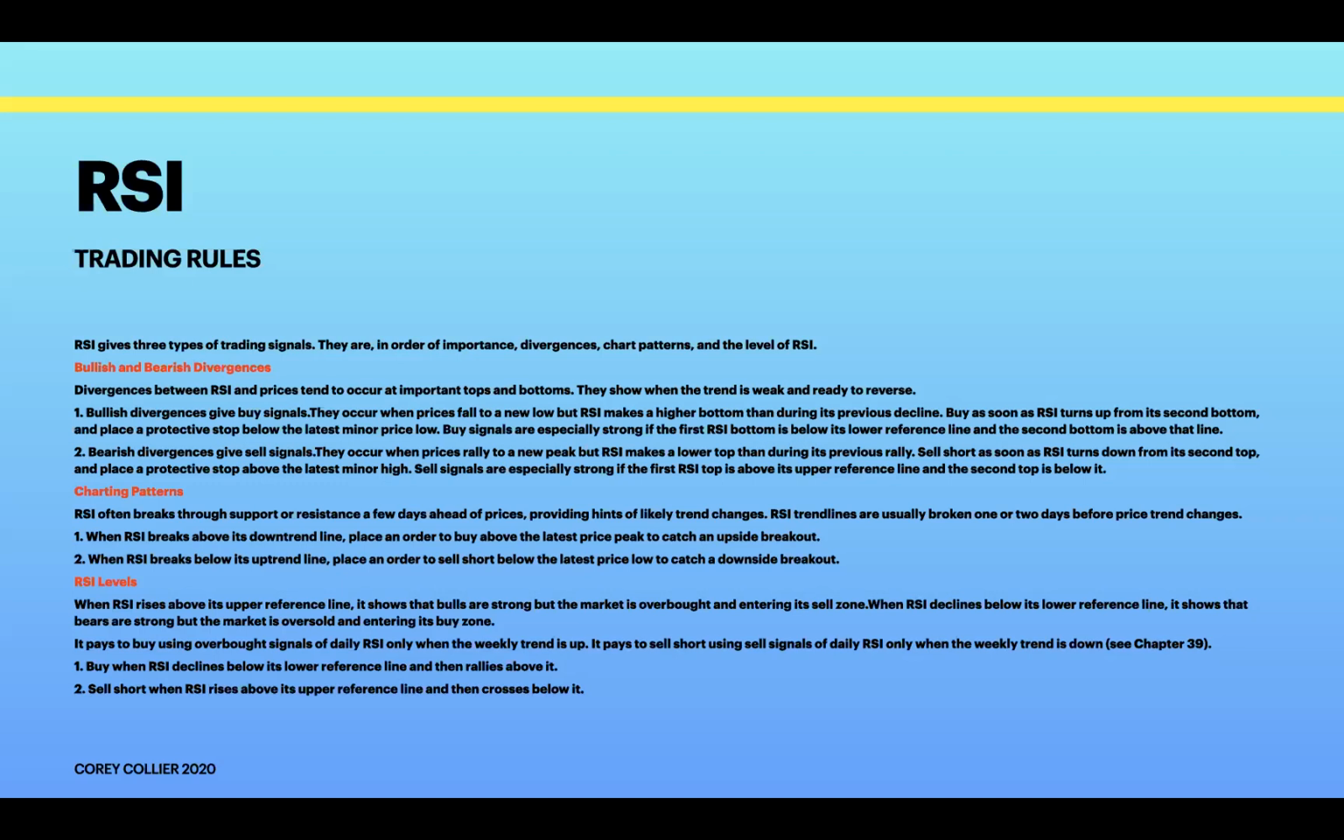Now, the third charting pattern that we're looking for is the RSI levels, the numbers on the RSI themselves. So when the RSI rises above its first upper reference line, more times than not, traders have this set anywhere between 80 and 100. So when it breaks above the 80 to 100 line, then it shows that bulls are strong, but the market is overbought and maybe possibly entering a sell zone. So when the RSI declines below its reference line, it shows that bears are strong, but the market is oversold and entering its buy zone.